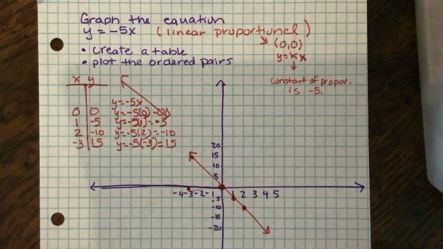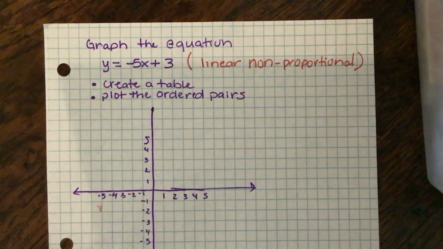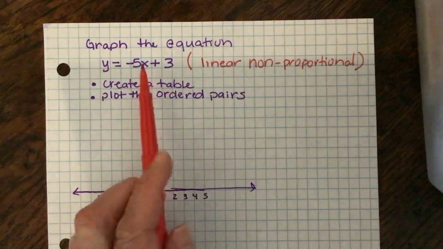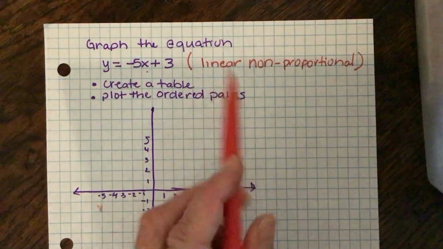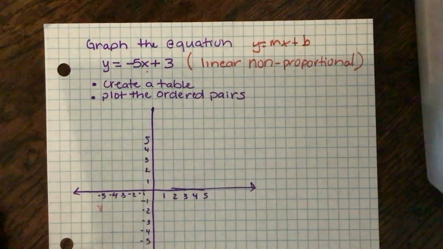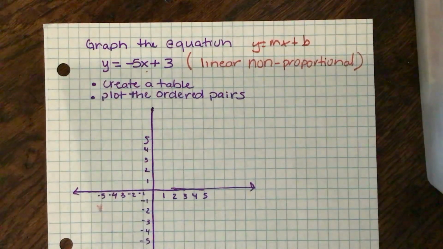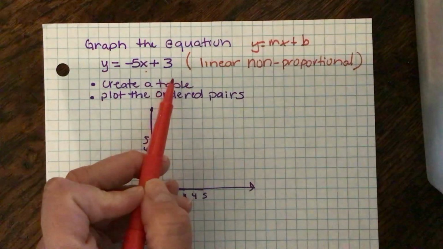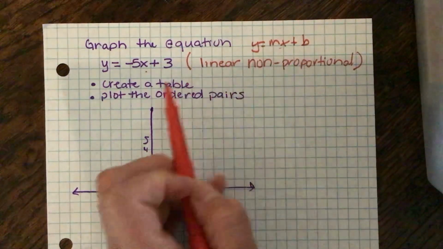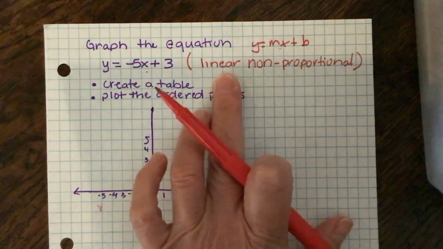Okay, moving on to the next graph. This equation is y equals negative 5x plus 3. So again, this is going to be a linear equation. It fits that form, y equals mx plus b. But it's not proportional, for a couple of reasons. It's not going to go through the origin, and it represents this form, and we saw those things in our notes, so we would know that this is going to be a non-proportional linear relationship.